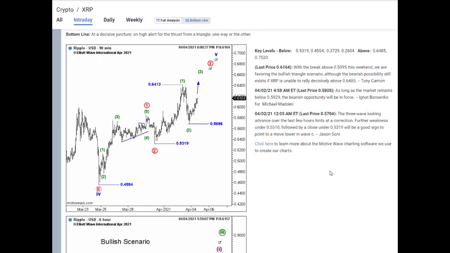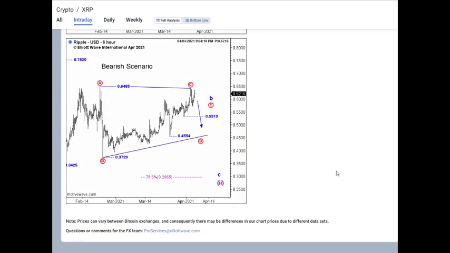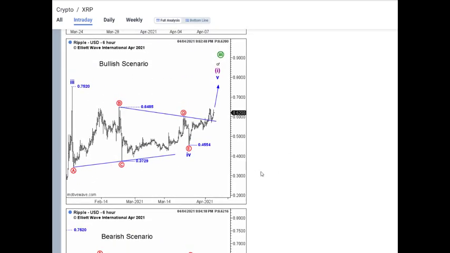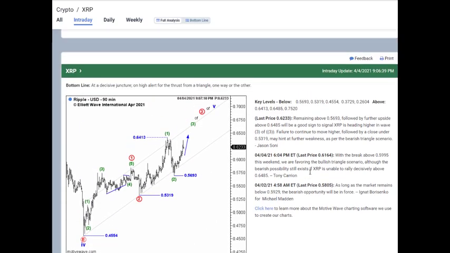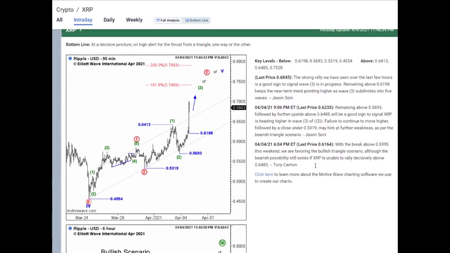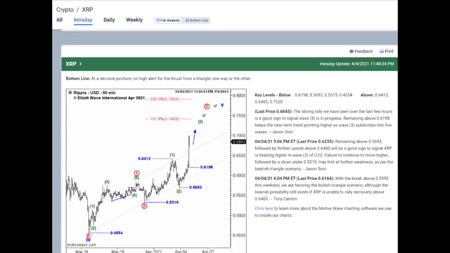A print above 0.6413 could trigger upside acceleration under such a scenario. Just be aware that, of course, it takes a print above 0.6485 to totally dismiss the bearish pattern or the bearish triangle. However, as from the previous discussion, the evidence is growing that the bullish scenario is actually unfolding. And you can see price action is continuing to push higher, and then we do start to see the upside impulsive price action that we'd expect from the third wave, but also from the thrust from a triangle.